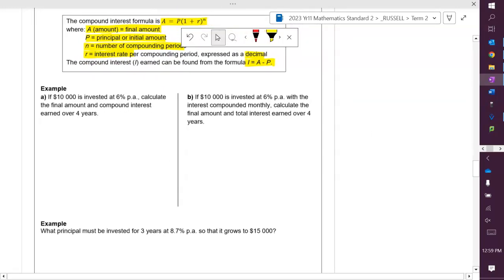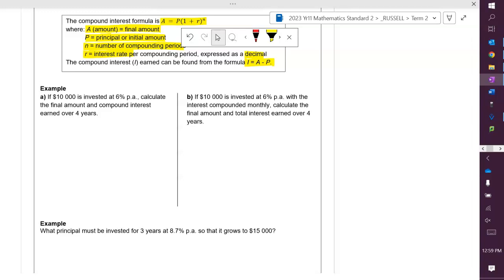So our first question here is saying if $10,000 is invested at 6% per annum, calculate the final amount and compound interest earned over the 4 years. So if we work it out similar to how we've been working before, what are our different bits of information? I want to find that final amount. My principal is 10,000. My rate, which is 6%, as a decimal is 0.06. And my time is 4 years. So remember, to get this, we divide by 100.